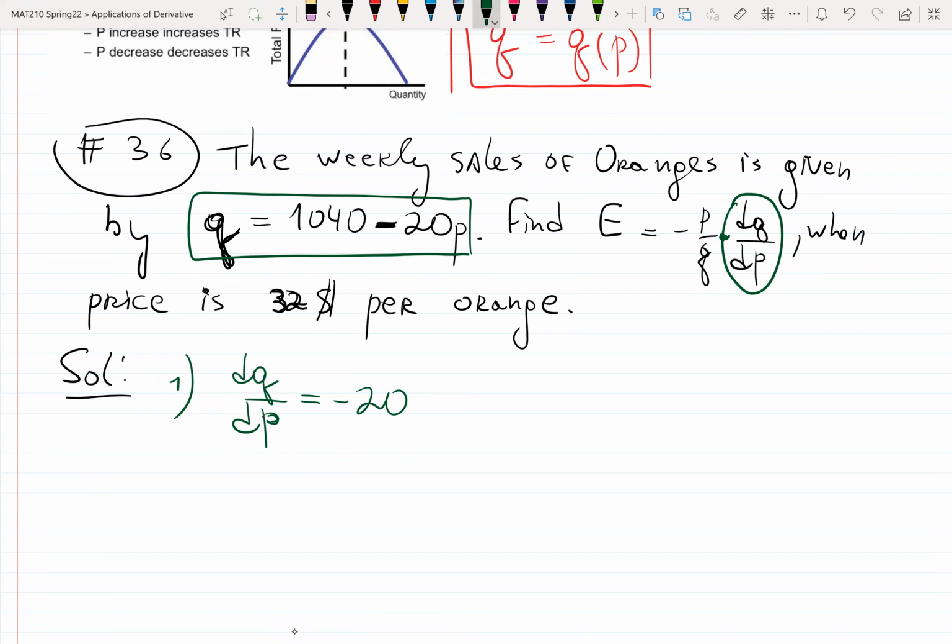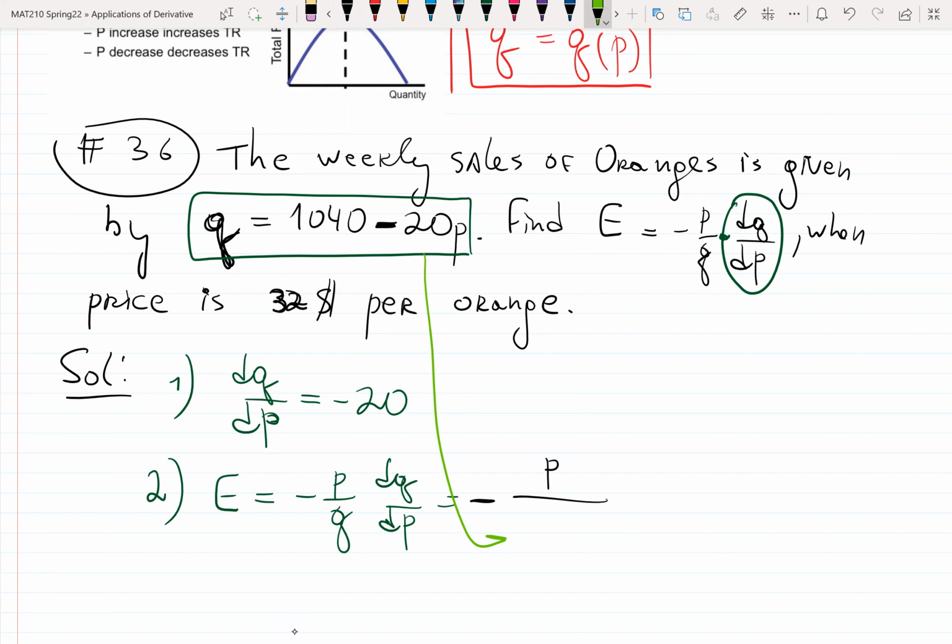Step 2, plug it in the formula. The formula is in front of you. E equals minus P over Q, dQ over dP. Now you have everything to plug in. Minus P, just P. Q comes from the given formula, like so: 1040 minus 20P, times the derivative you just found, minus 20. Look carefully and tell me if you understand this. This was the most important piece. When you figure this out, I don't think you will fail these problems. That's like 90% of the work.